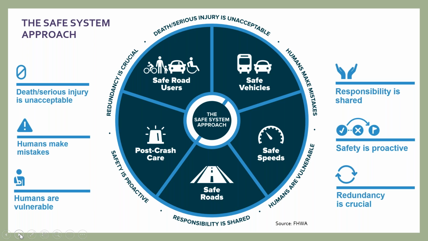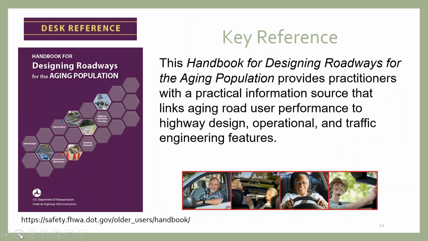It takes time, it takes effort, but it also takes strengthening all five elements. None of the five elements by themselves has to be perfect, but they react with each other and support each other to work in concert to help avoid a fatal or severe injury consequence. So that's the safe system approach summary in a nutshell, and why I think it's so important in terms of its connection to designing roadways for the aging population.